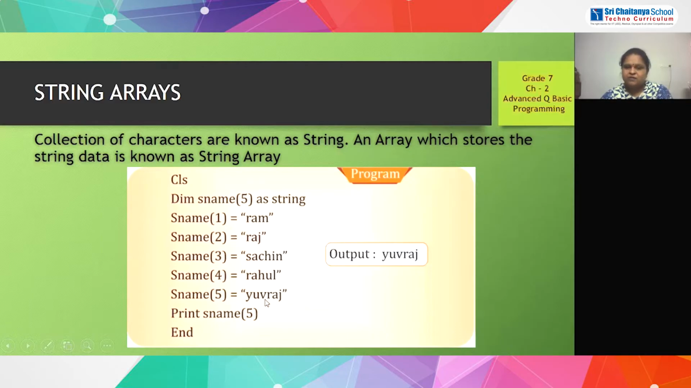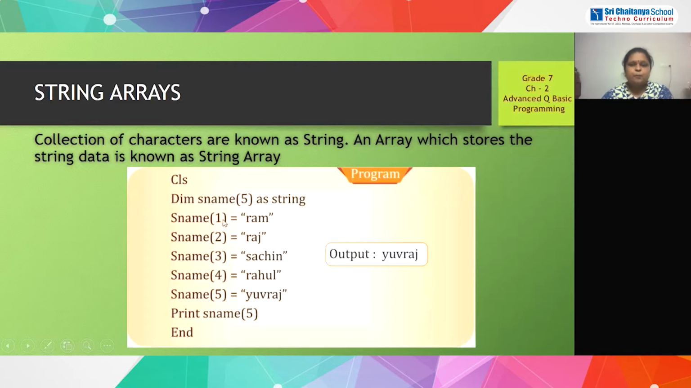The value saved is Yuvraj. So the output will be printed as Yuvraj. Suppose, for example, instead of 5 here, if I write 4, what will be the output? Yes, the output will be Rahul. And if I say 3, then the output will be Sachin.